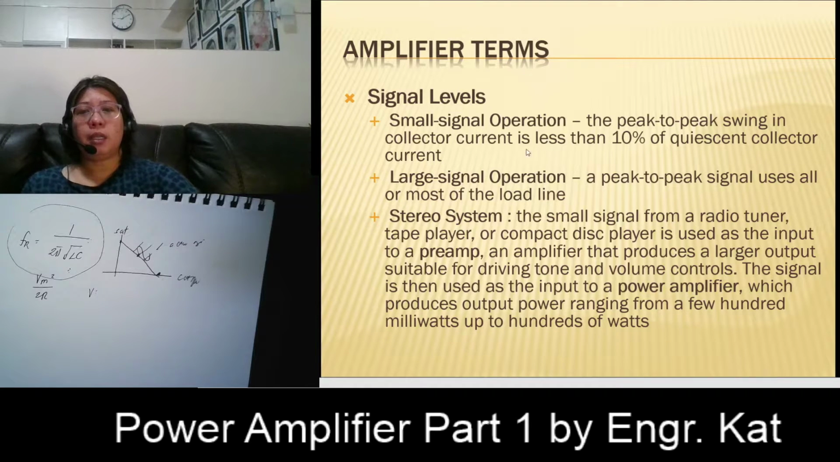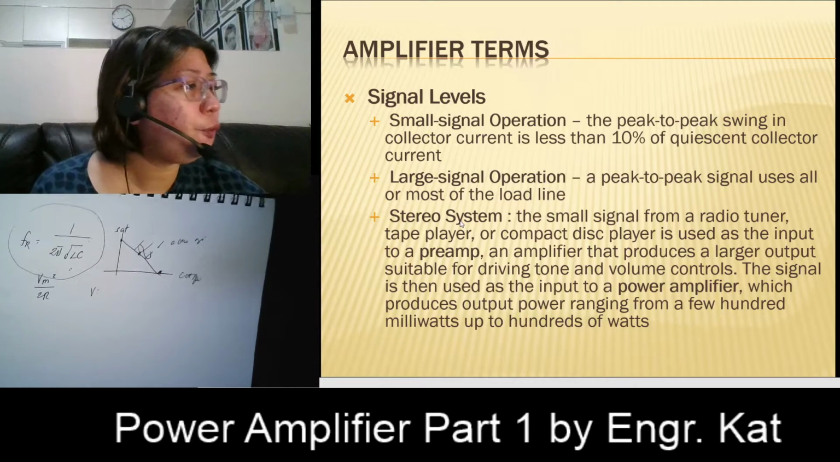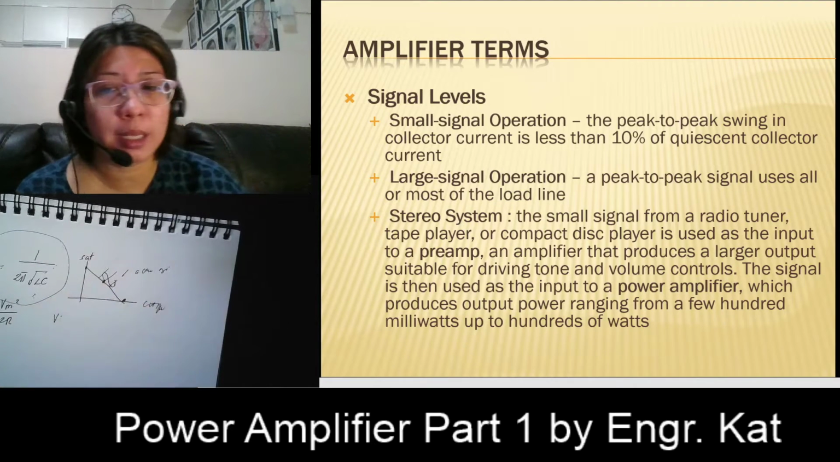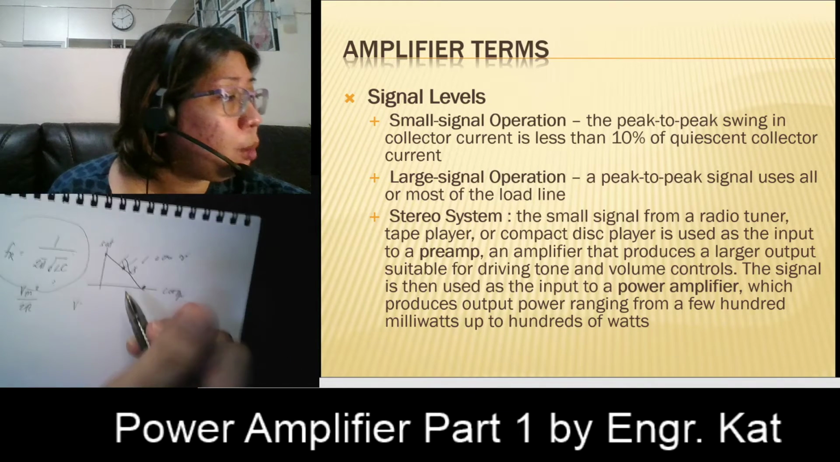So this is the definition for small signal and large signal operation. In small signal operation, the peak-to-peak swing in the collector current is less than 10% of the quiescent collector current, while in large signal operation, the peak-to-peak signal uses all or most of the load line. So for small signal amplifiers, we are usually limited to this smaller portion.